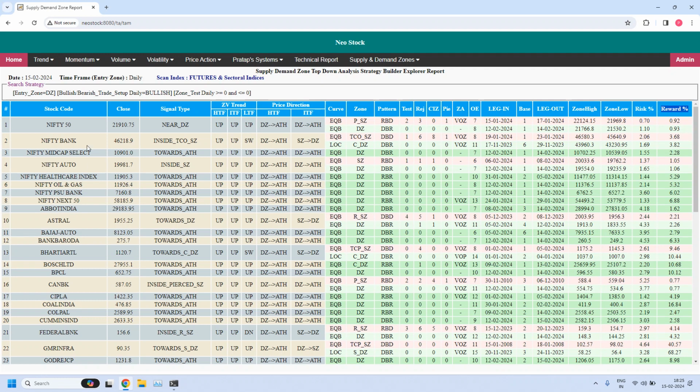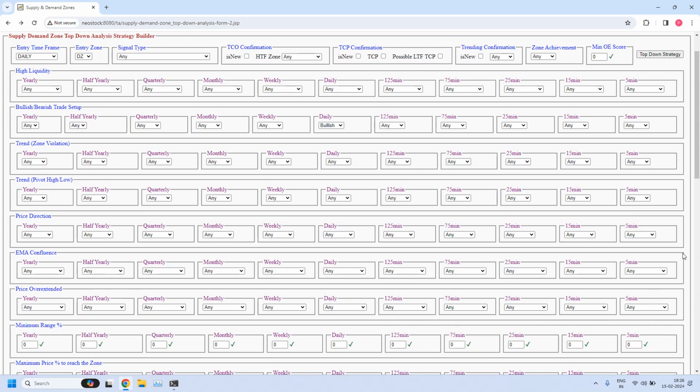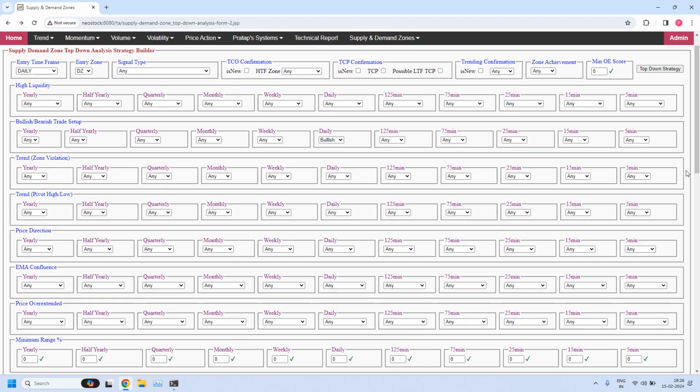So for that, I will go back to the strategy builder. There is a parameter called minimum range. The last parameter in this page, the minimum range. This minimum range is nothing but distal line to distal line range or distal line to all-time high range. So on daily time frame, I am setting the value 5. So that means between demand zone and the supply zone or between demand zone and all-time high, minimum 5% reward should be there. Now let me filter.